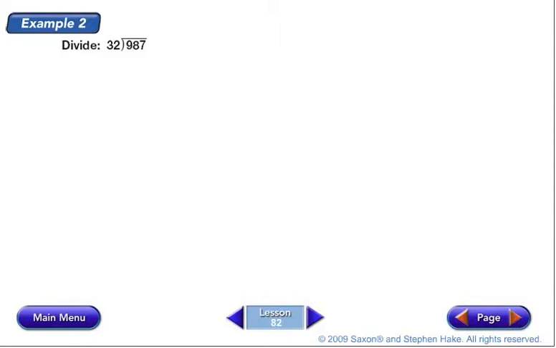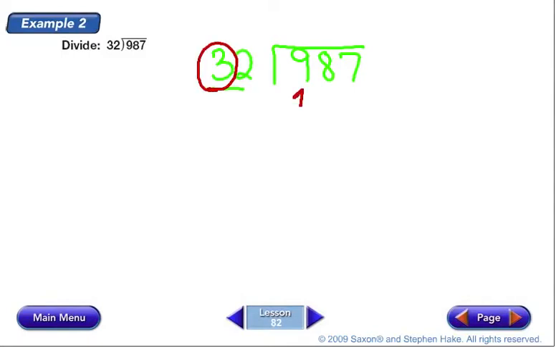Okay, 32 divided by 987. So again, I rewrite the problem. 987 divided by 32. Now, here's where we look at one of our tricks. It's not easy for me to say how many times does 32 go into 98. But if I ask myself, how many times does 3 go into 9? I know that 3 goes into 9 3 times.